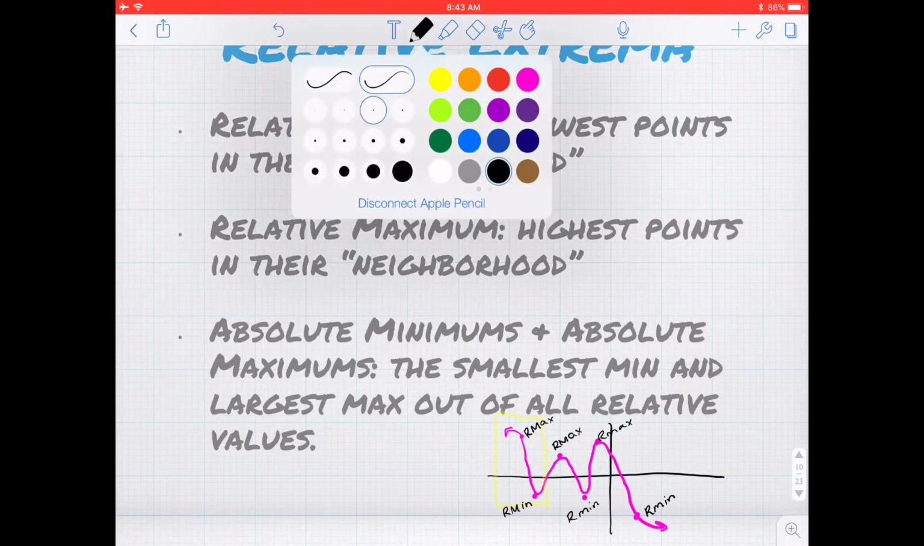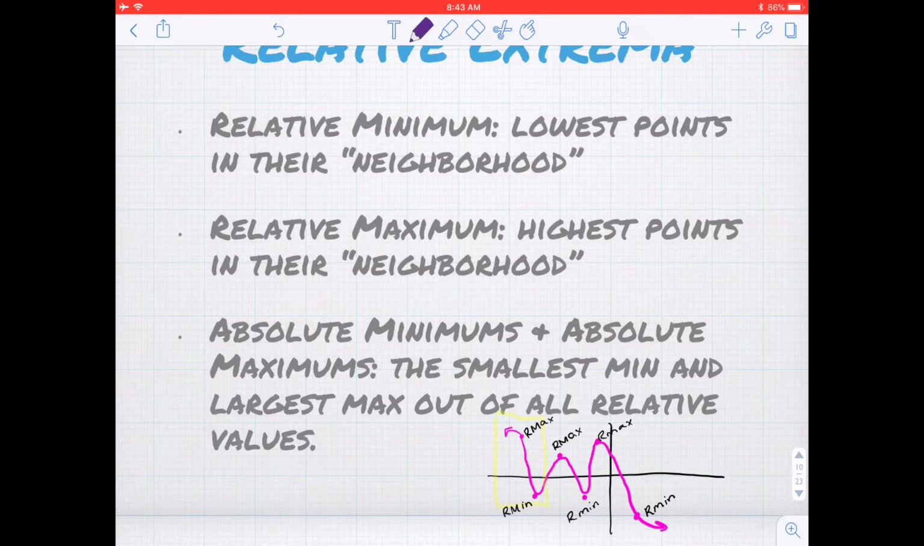But then if I wanted to circle, and I'll do this in purple, the absolute maximum, what is the highest point on that graph? That is right here. So not only is this a relative max, but it's also my absolute max. And if I wanted to circle the smallest point on this graph, I could circle this, because that is the smallest value that is labeled as my absolute minimum.